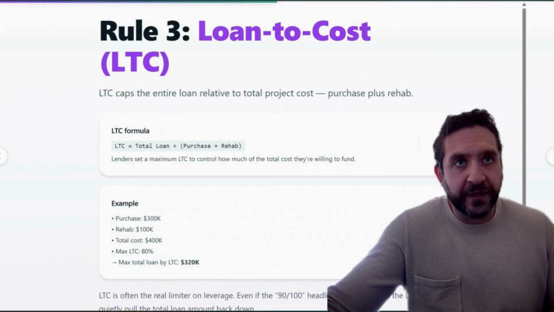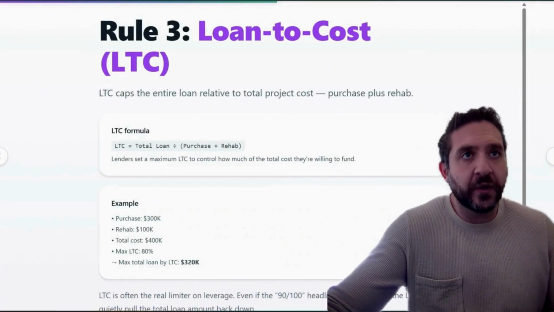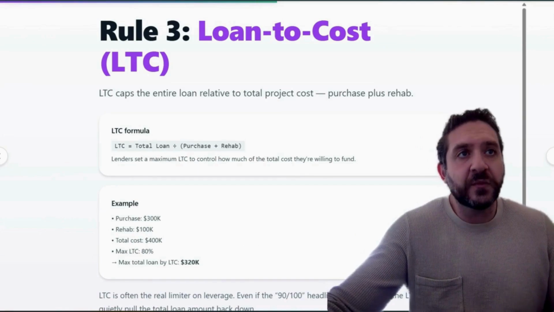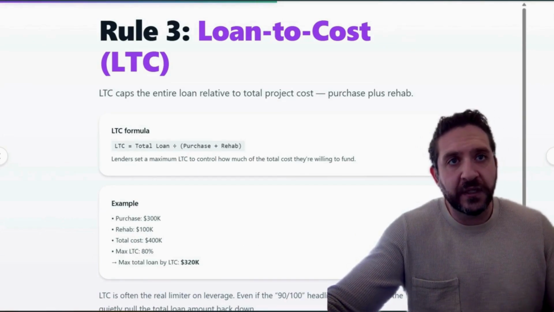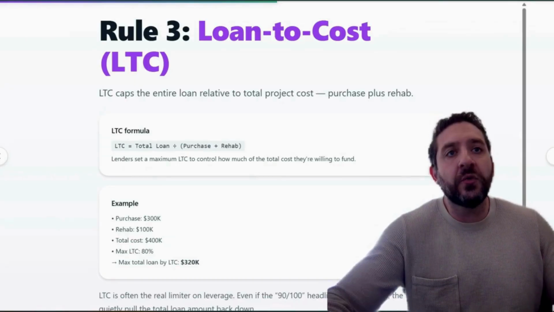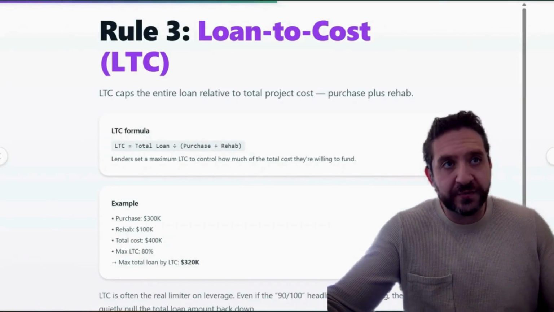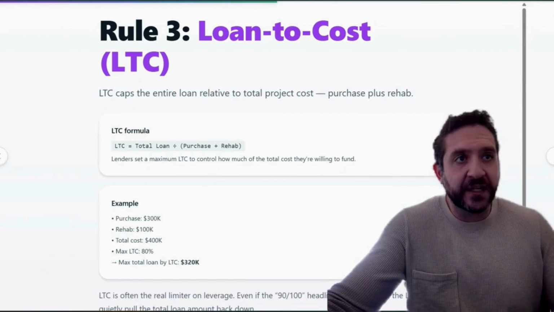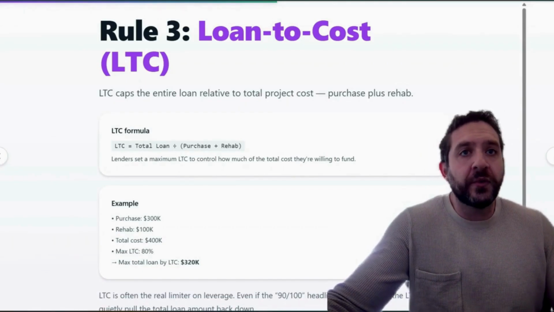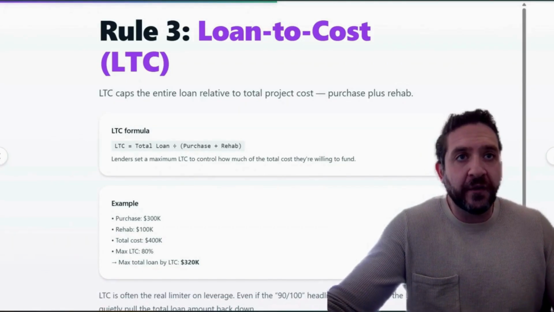Rule number 3 is loan to cost, or LTC. And this is where things get real. LTC looks at the total project cost, the purchase plus the rehab, and says, we will only go up to this percentage of the total cost.